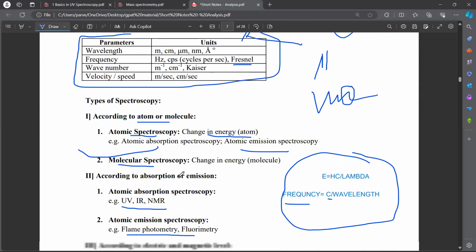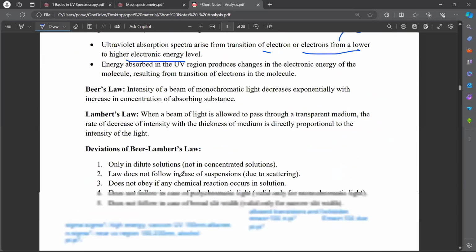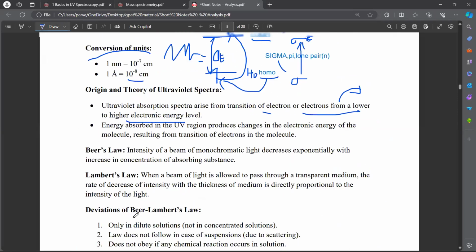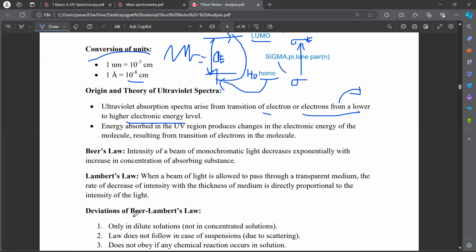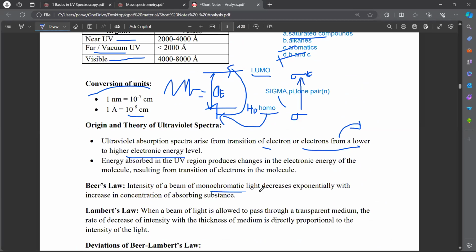So this is all about the basic concepts of the UV. Another most important law, which lays the foundation of UV, is Beer-Lambert's law. Beer's law says that the intensity of monochromatic light decreases exponentially with the increase in the concentration of the absorbing substance. The absorbance of a compound is directly proportional to its concentration. A more concentrated compound has more absorbance compared to a less concentrated one.